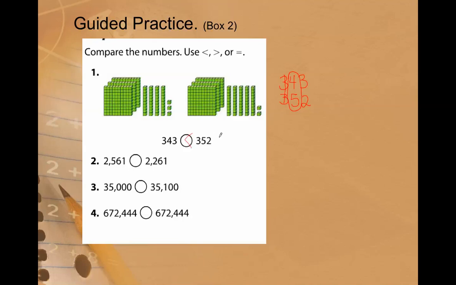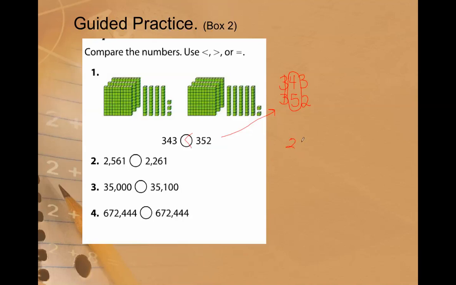Now when I ask you to show your work on your paper, this is what I'm expecting to see. This is showing your work. You're showing that you're using the strategy of place value to figure out which number is greater and which number is less. So let's work on number 2.